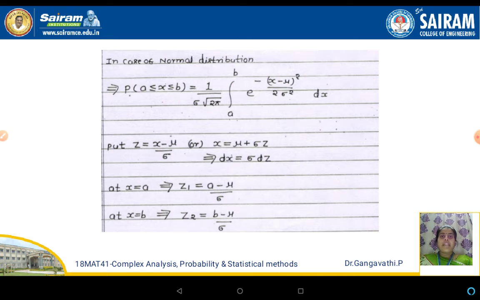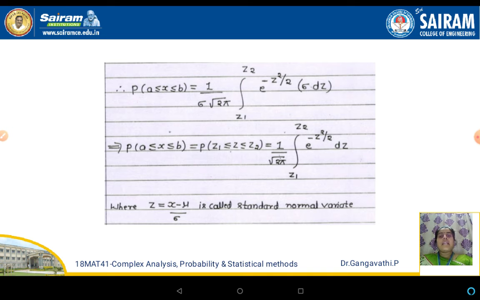So a and b are the finite values. So whenever we want to calculate with respect to a and b, the procedure which we have adopted here is this. We have made a substitution for z, and we are converting everything in terms of x and dx, and substitute the limits for x, upper limit and lower limit. The lower limit is a. So when x is equal to a, z gives us a minus mu by sigma, and when x is equal to b, it gives b minus mu divided by sigma. Since z has been assigned upper limit and lower limit, just to have a differentiation between them, we'll take them as z1 and z2. z1 be the lower limit and z2 be the upper limit.